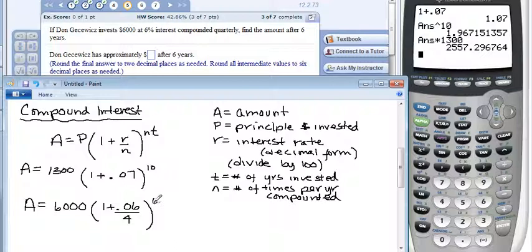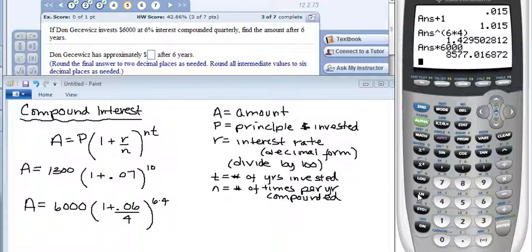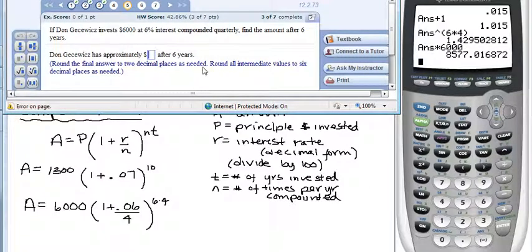6 years times 4, that's your N times T. Okay? And again, this is not difficult. This is going to be calculator work. I would do this in pieces. I would do the 0.06 first and divide that by 4. Then I would add a 1. Then I would raise that to the 6 times 4 power, or the 24th power. And then I would multiply that by 6,000. Now, if you want to do it differently, that's totally fine. But this is the way that I would put it in my calculator.